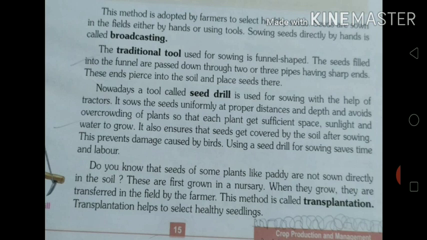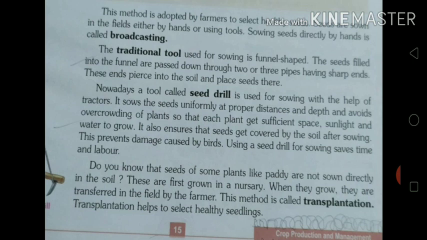Do you know that seeds of some plants like paddy are not sown directly in the soil? These are first grown in a nursery. When they grow, they are transferred to the field by the farmers. This method is called transplantation. Transplantation helps to select healthy seedlings. So transplantation is also very important because some of the crops we cannot sow directly into the main fields.